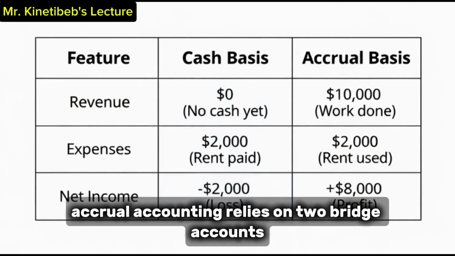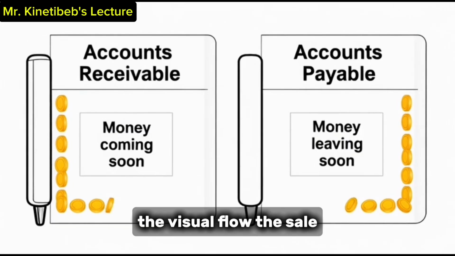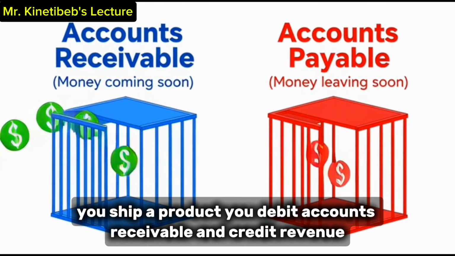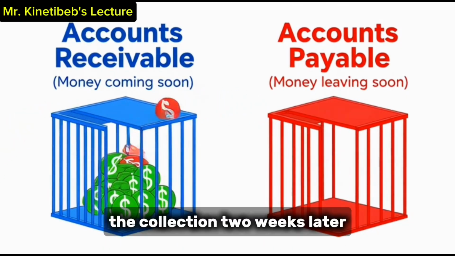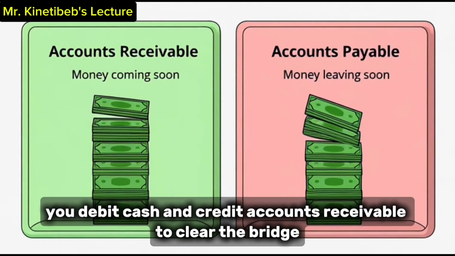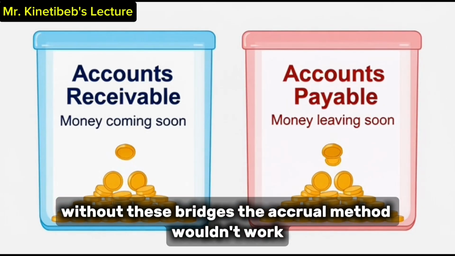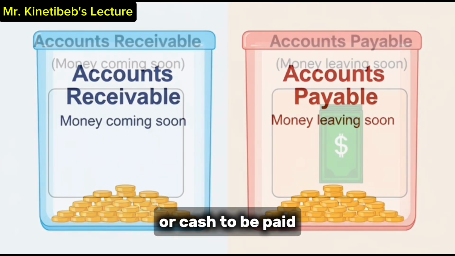Accrual accounting relies on two bridge accounts to keep track of the time gap. The visual flow. The sale. You ship a product, you debit accounts receivable and credit revenue. The collection. Two weeks later, the customer pays. You debit cash and credit accounts receivable to clear the bridge. Without these bridges, the accrual method wouldn't work. They act as placeholders for the cash to be received or cash to be paid.